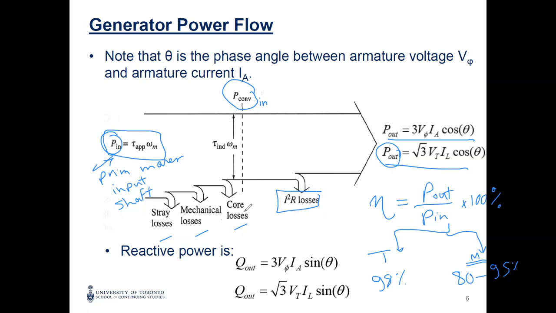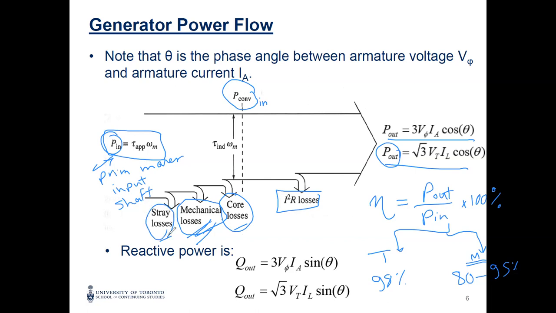Let's talk about the losses. We have the core losses, which, as we discussed before, are the eddy current losses and hysteresis losses. Mechanical losses are regarding the friction between the bearings and the shaft and the windage due to the air. Some rotating machines rotate at very high speed, so even the friction of the air is important, taking some of the energy.